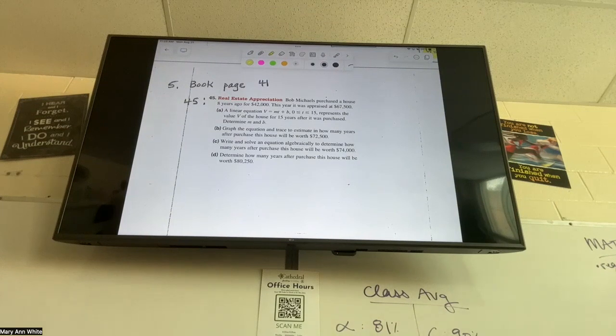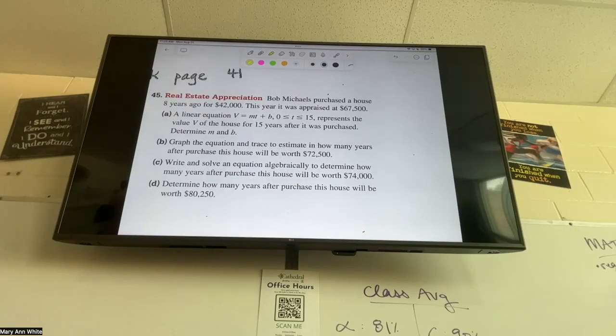So first one says Bob Michaels purchases a house 8 years ago for $42,000. This year it was appraised for $67,500. Sorry, I think my numbers are so hard. Okay, so those are important to us. A linear equation V equals MT plus V.